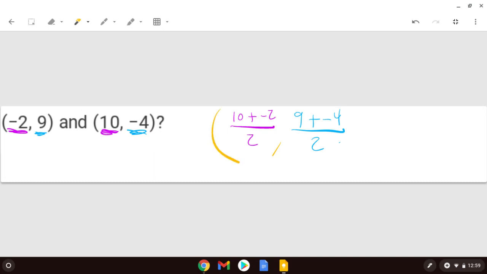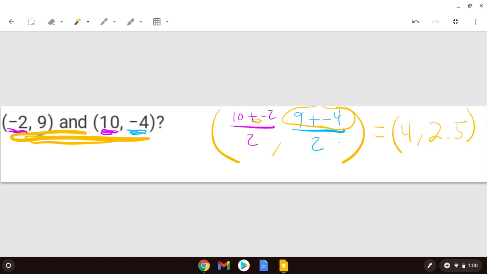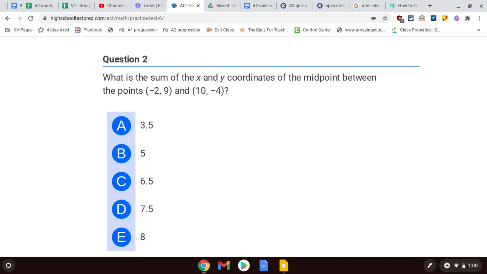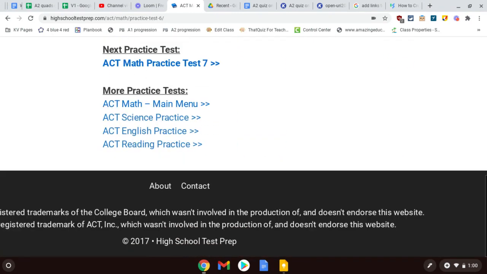And this is actually the ordered pair. Whatever this comes out to is the midpoint between these 2 points. So 10 plus -2 is equal to 8, and then 8 divided by 2, that'd be 4, comma. And then over here we got 9 plus -4 is equal to 5, and 5 divided by 2 is 2.5. So I think that is going to help you answer this question. 4, 2.5. What is the sum of the x and y coordinates? Yep, that should do it.